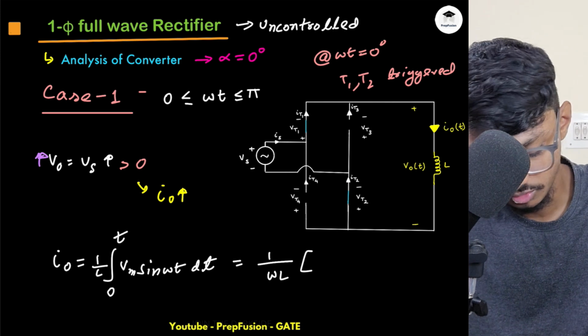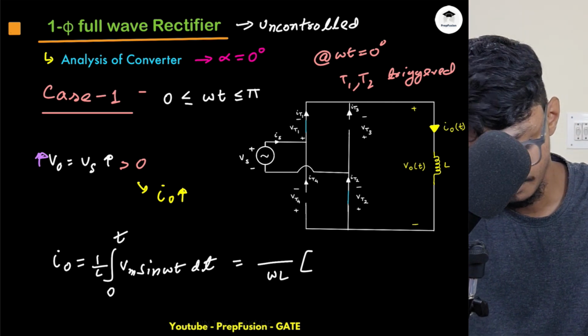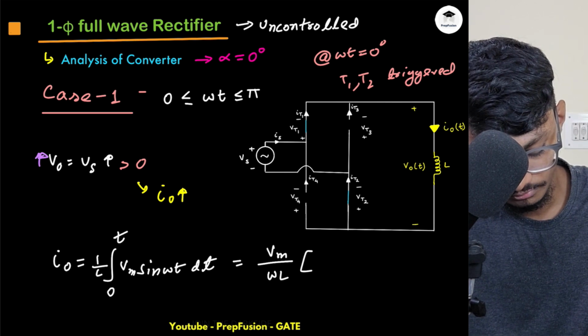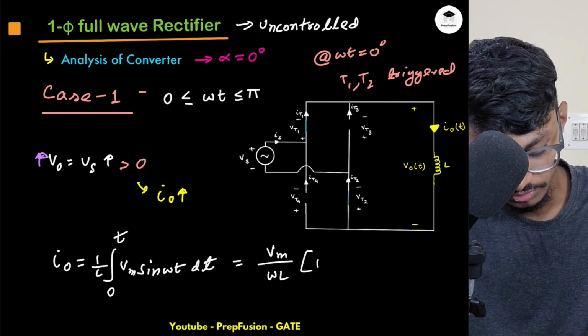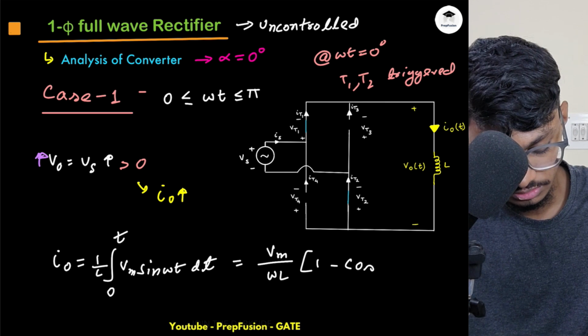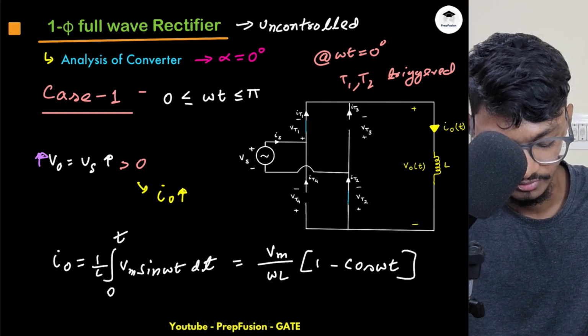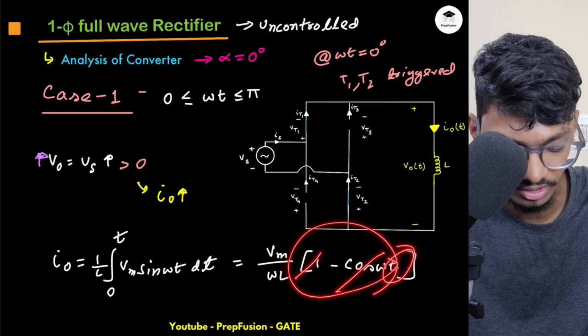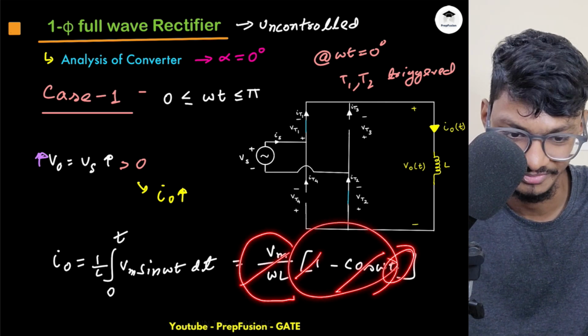This will be simply, outside, Vm will come, this will be 1 and this will be minus cos omega t. At t equals 0, this is 1, this is 1, so this gets cancelled and I am only left with 0.